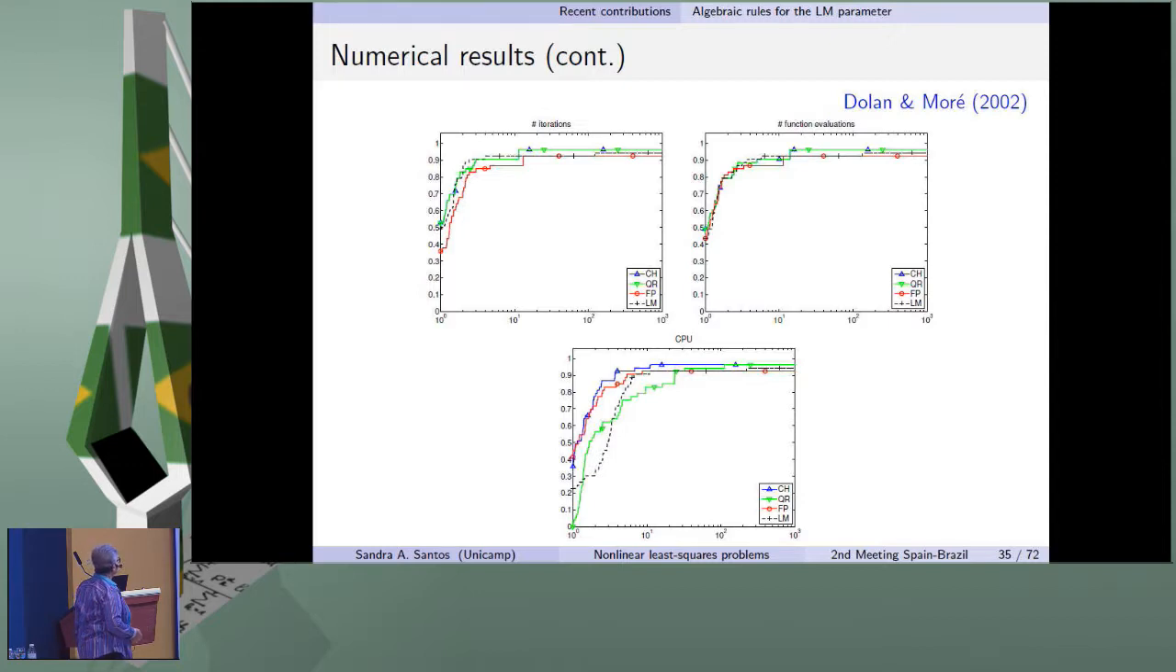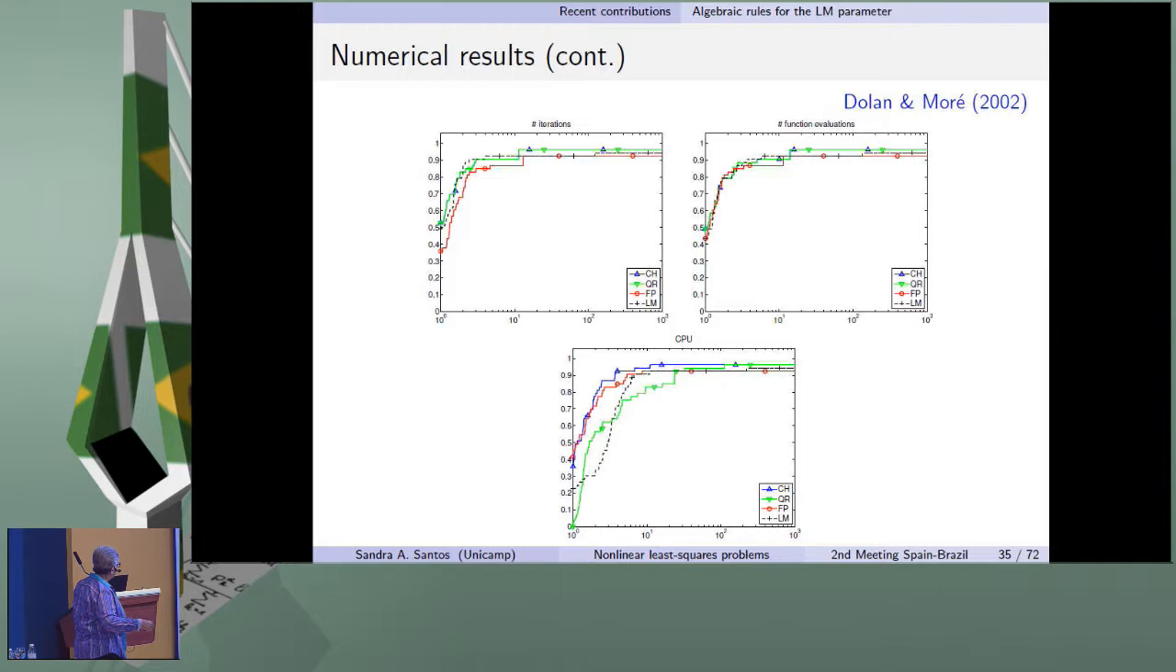For those who are not familiar with this kind of graph, they are cumulative distribution graphs. And roughly speaking, the higher, the better. Here on the left, we can see efficiency, so the higher, the more efficient. And here we see robustness, so the higher, the more robust. For these two measures, the curves go quite together, so it's hard to say who is the winner.